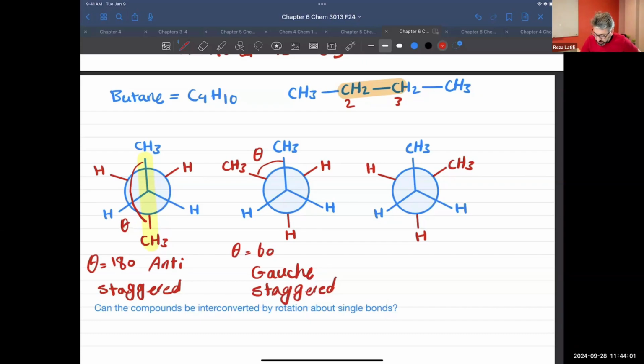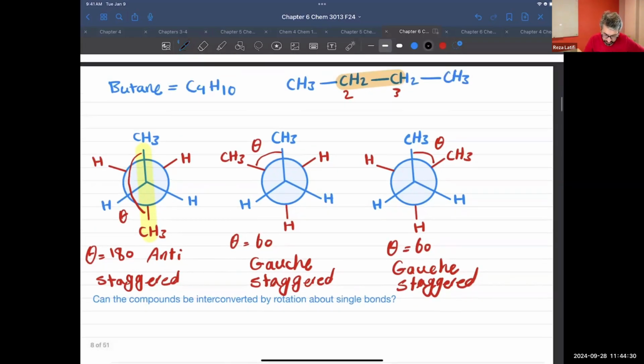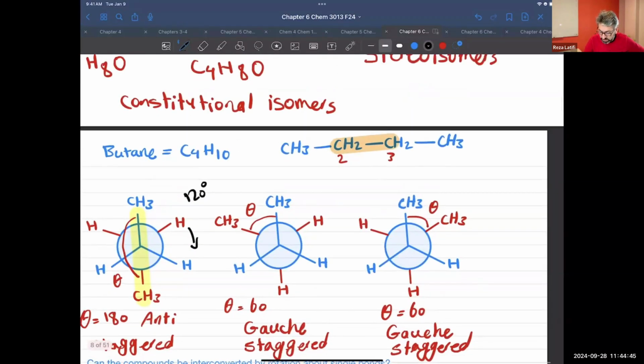In the third example, you have the methyl groups 60 degrees from each other. The dihedral angle is 60, so it will be gauche, and again it will be a staggered conformation. Now the question is, what's the difference between these three structures? To get from one to another, we decided to move the second carbon by 120 degrees. So we had rotation around this bond, the bond between carbon number 2 and carbon number 3.